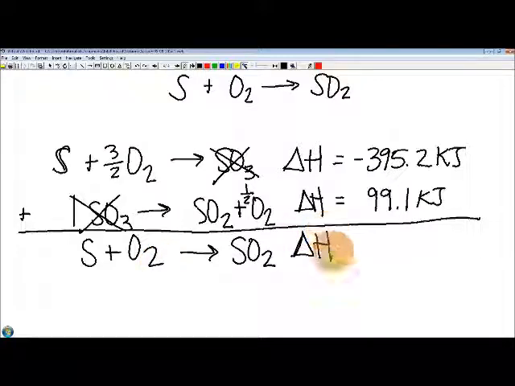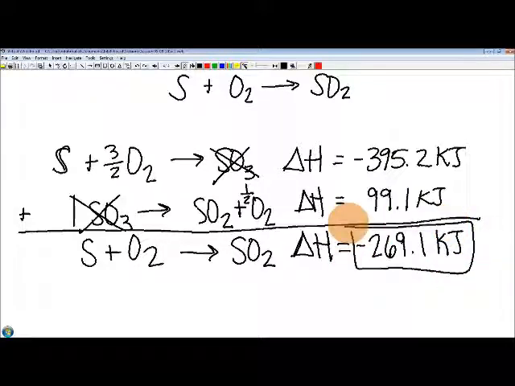Now that we have the equation we want, we can add our two changes in enthalpy together. If you take negative 395.2 plus 99.1, you get negative 269.1 kilojoules. Again, sig figs for adding and subtracting: the number of decimal places needs to stay the same. So if we have one decimal place, we keep that. So that is our final answer.